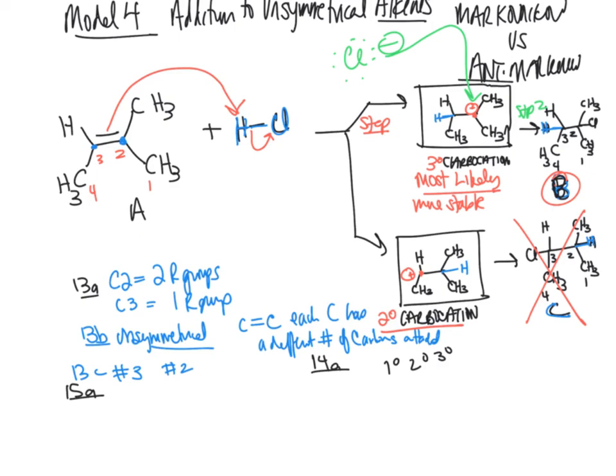Okay, so this carbon has the most hydrogens, and Markovnikov's rule says the hydrogen is going to add to the carbon that has the most hydrogens. So which product of Model 4 is Markovnikov's product? Yes, this is Markovnikov's. The first one, which is product B. Markovnikov's rule.